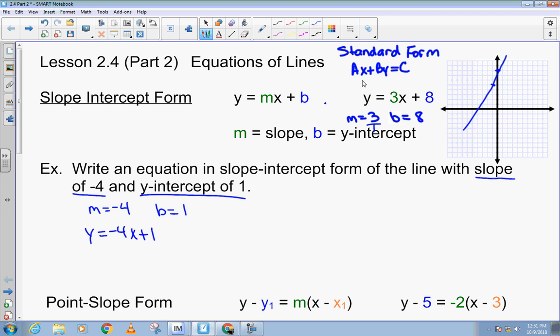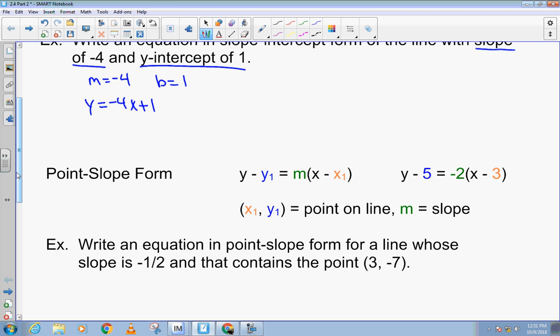But I won't always give them to you that easy. Okay? I might give you 2 points where you have to find the slope. I might give you a point and the slope. Okay? So we're going to talk about what you do in that situation.